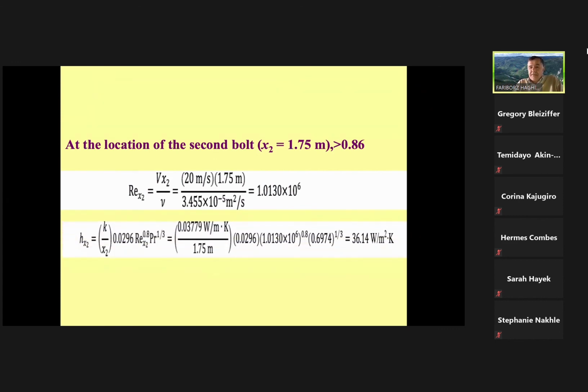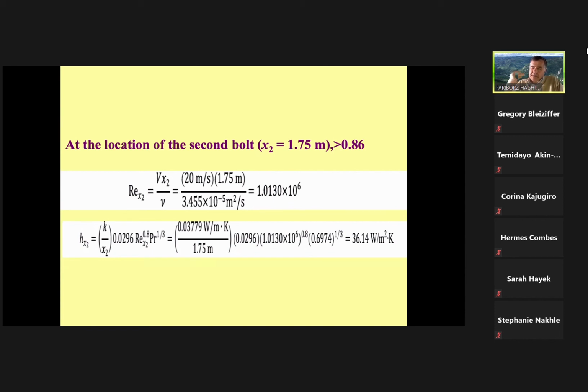Therefore, here we have this equation now. Look at here. This is 0.8 for turbulent flow. The Prandtl number is the same. This coefficient is changing, okay? And based on that one, we find out that the heat transfer coefficient is 36.14.